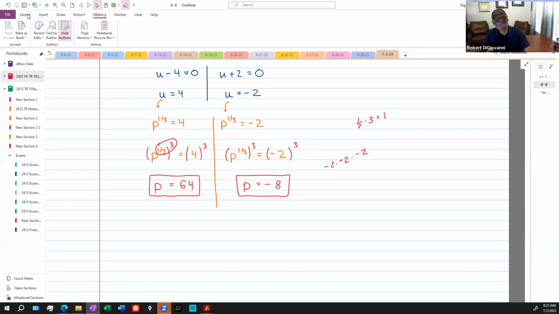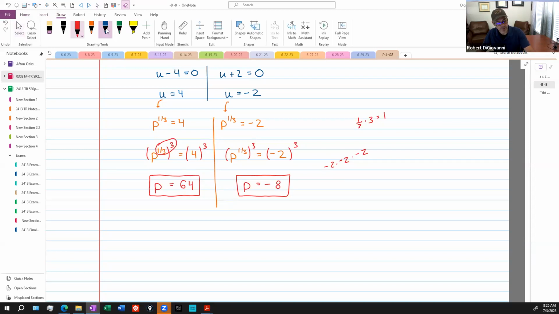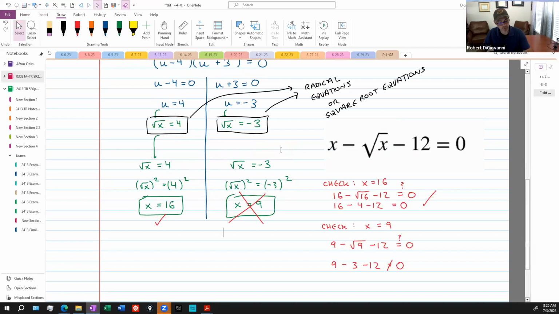Let me say it another way. If this number that we raise on both sides to is odd, we don't need to worry about checking our answers. If it's even, we do. And on the problem we just did, we raised both sides to the 2. That's an even number. And the issue is that when you square something, it always turns out to be positive. So we need to check always when we're raising something to an even power. If it's odd, you can trust your answers are okay.